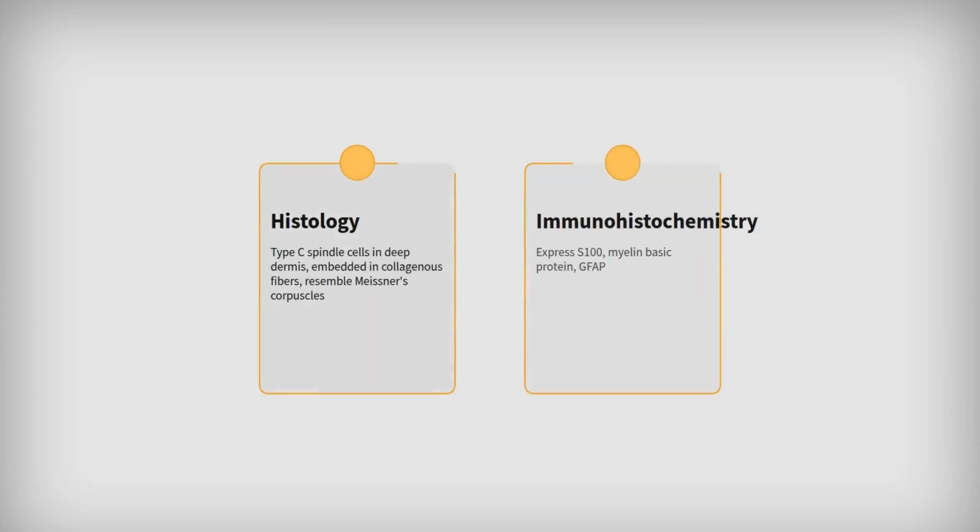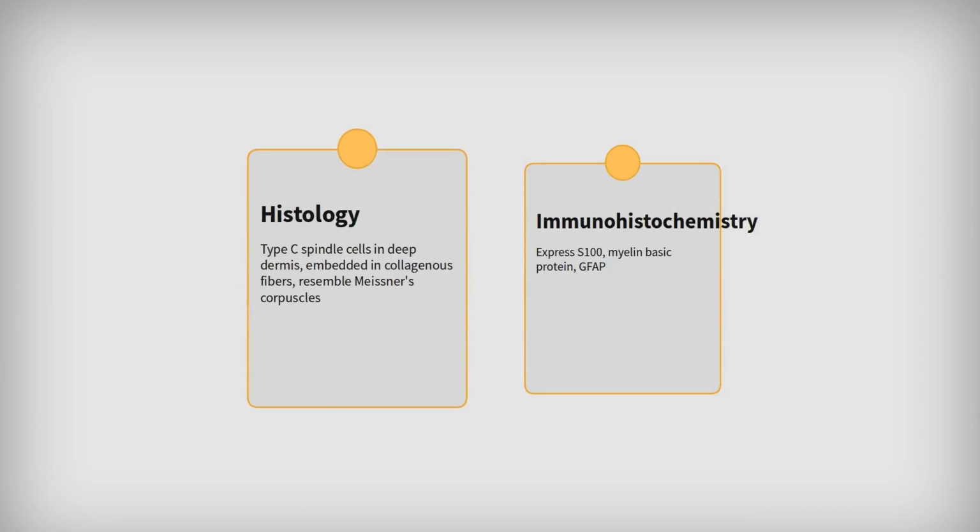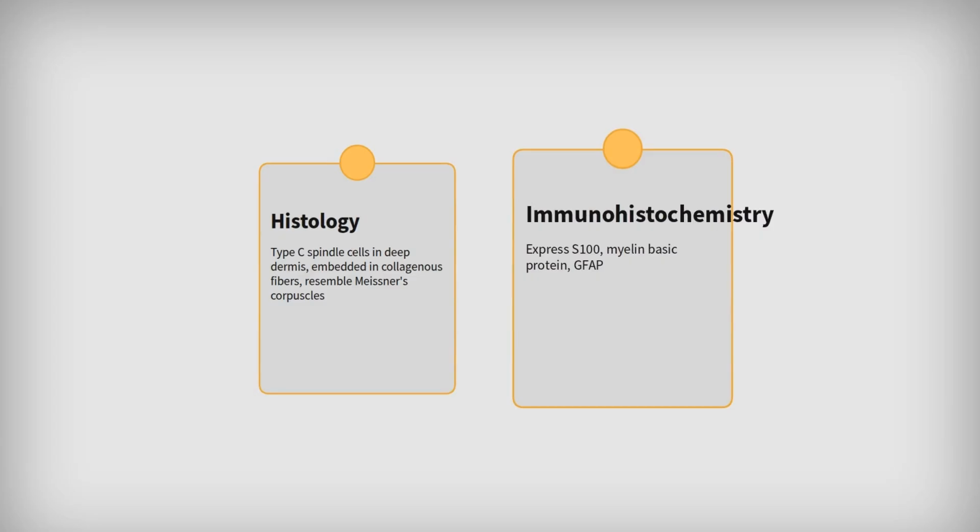Neuroid nevus is defined by its histological and immunohistochemical features. Neuroid nevus features type C spindle cells in the deep dermis, embedded in collagenous fibers, forming structures resembling Meissner's tactile corpuscles. Immunohistochemically, neuroid nevus expresses S100, myelin basic protein, and GFAP.